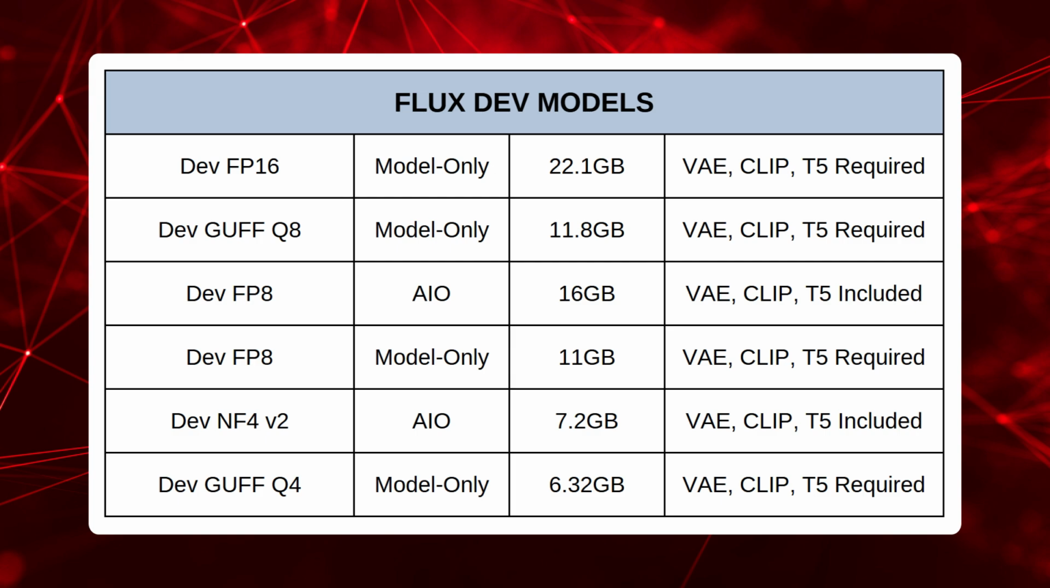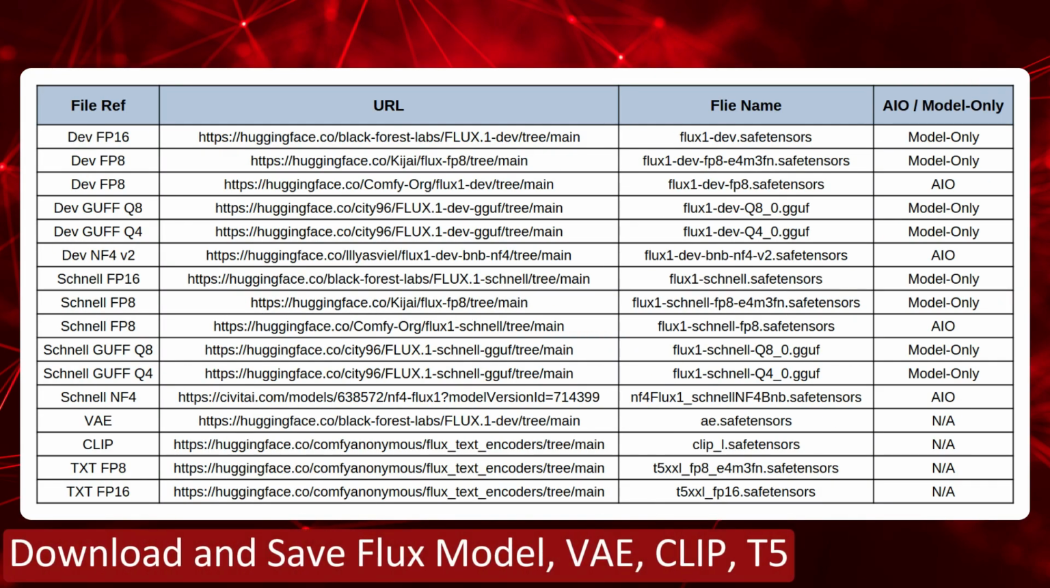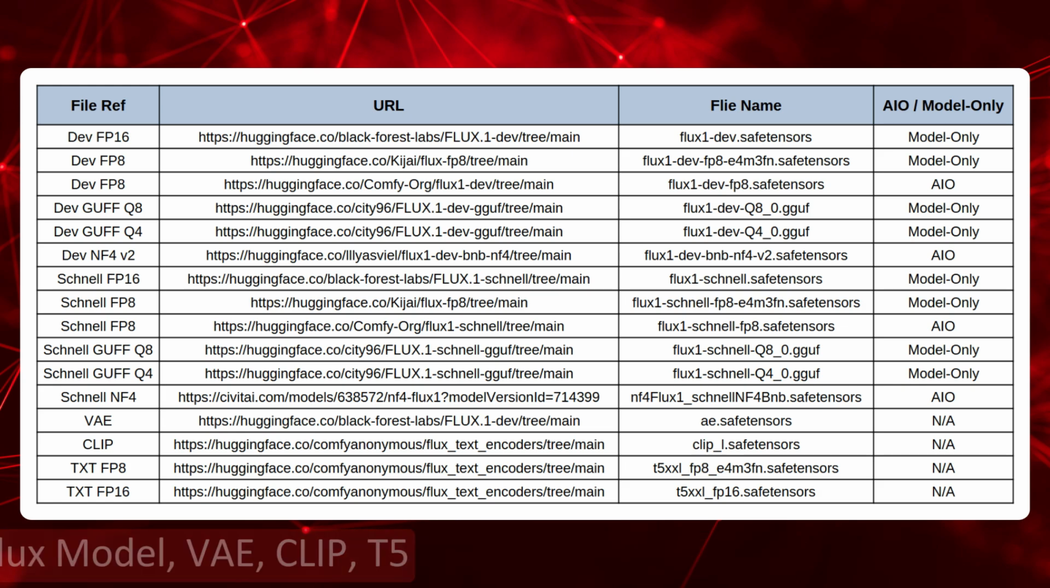The main takeaway of all of this is to make sure you know whether your downloaded model file is all-in-one or model only. If it's model only, make sure you download and save the VAE and text encoders in the correct Forge folders, and remember to manually select them in Forge before hitting the generate button. I'll leave the recommended source links to all these Flux models, VAE and text encoder files in the description below for you, so that you can go directly there and download the ones that you're interested in.